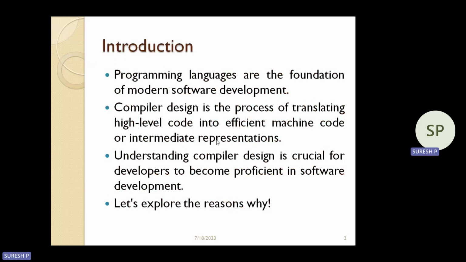To learn how programs are developed, we should know some of the basic concepts of how compilers are designed. Now, what is compiler design? Basically, compiler design is the process of translating high-level code into efficient machine code or intermediate representation. In the layman's definition, a compiler is nothing but the process of converting high-level language to machine-level language.